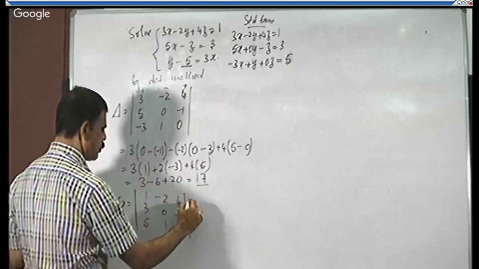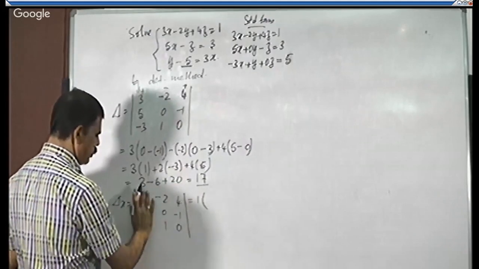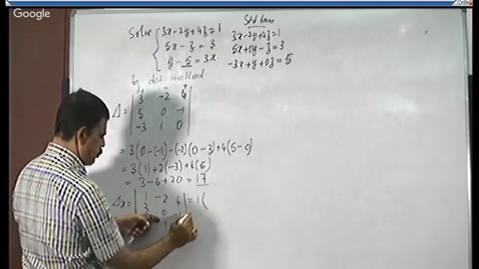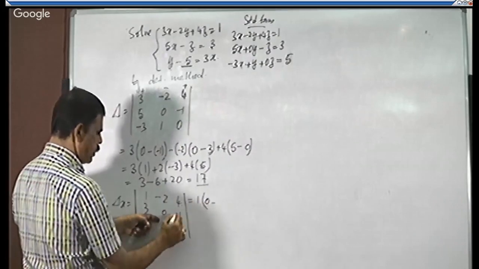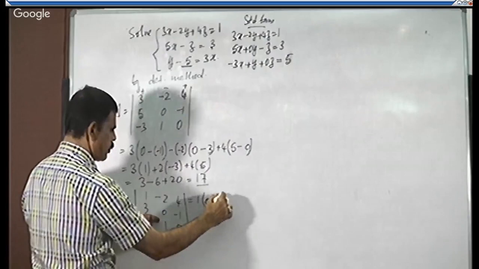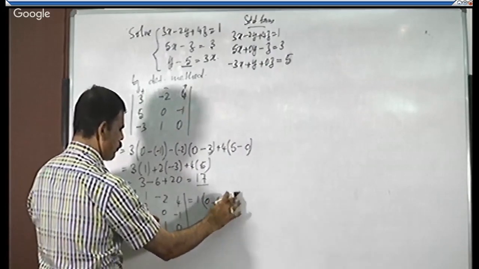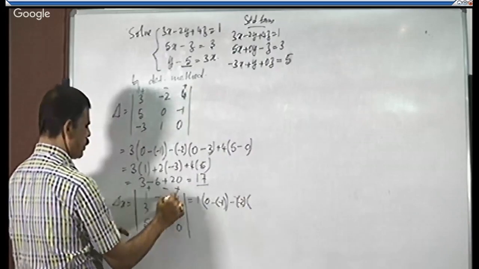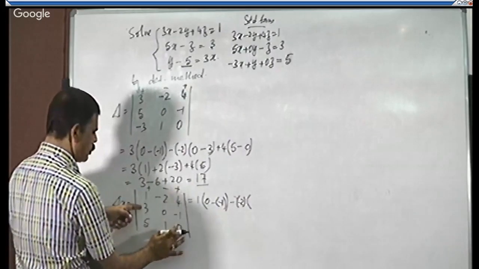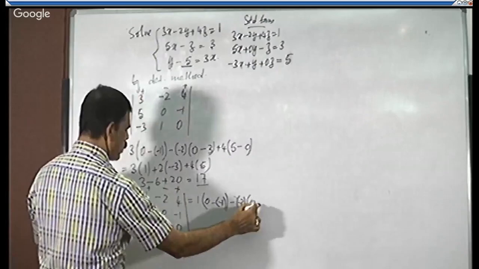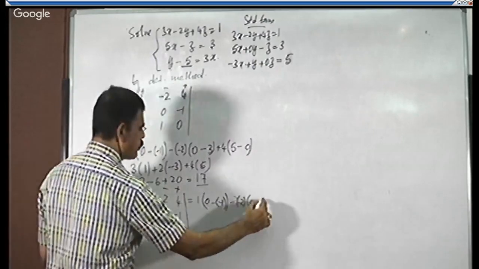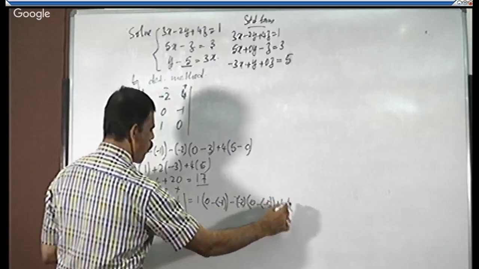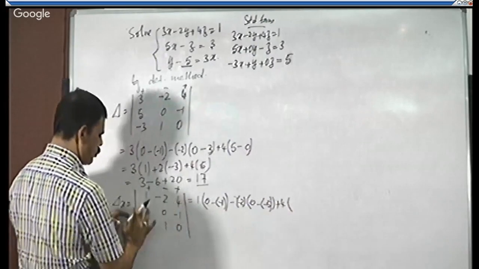Expand it. 1 into, leave the corresponding column and row. Remaining is what? 0. Minus of 1 into minus 1 is minus 1. Minus of minus 2 into, plus, minus, plus. Leave the corresponding column and row. 0. Minus of 5 into minus 1 is minus 5. Plus 4 into, leave the column and row.